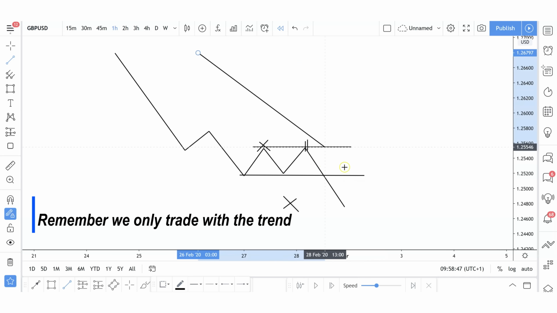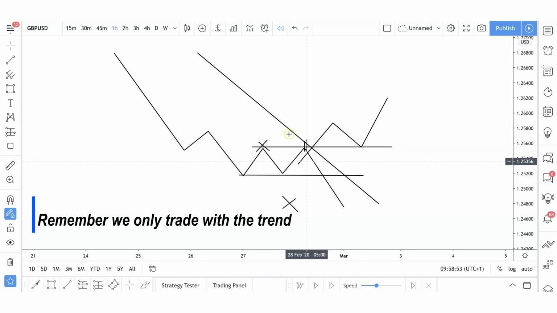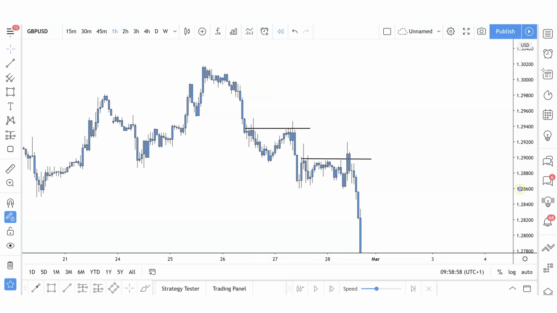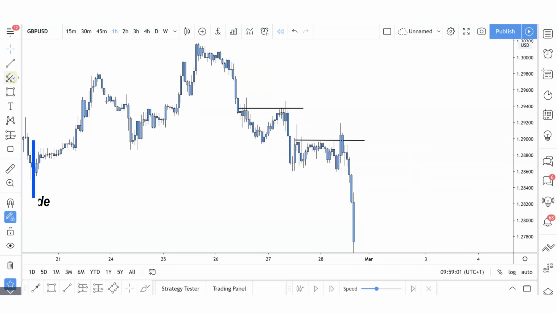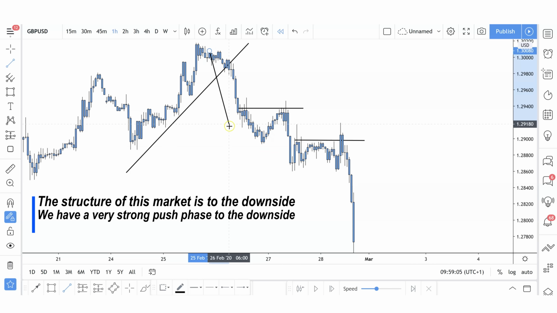Remember, we only trade with the trend, and unless the market illustrates a trend reversal, creating new higher highs and higher lows, you are still sell bias on this structure. So let's take a look at an example here on pound USD. You can clearly see that the structure of this market is to the downside. We have a very strong push phase to the downside.